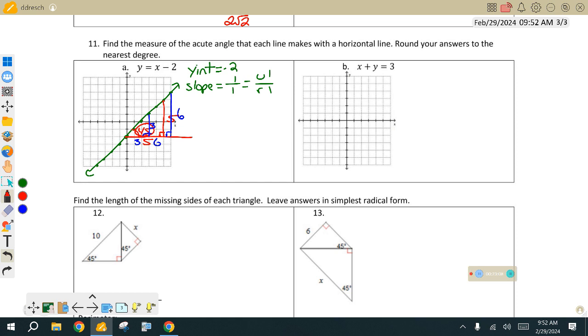Okay. Same thing's going to happen on this one. Let's go to the next one real quick. Got to put in y equals though. Got to put it into what? Slope intercept form. How am I going to put it in slope intercept form?